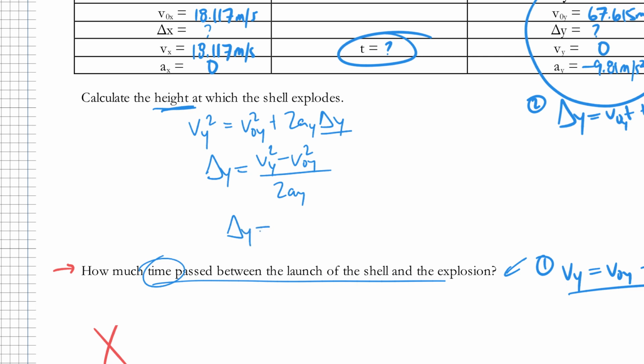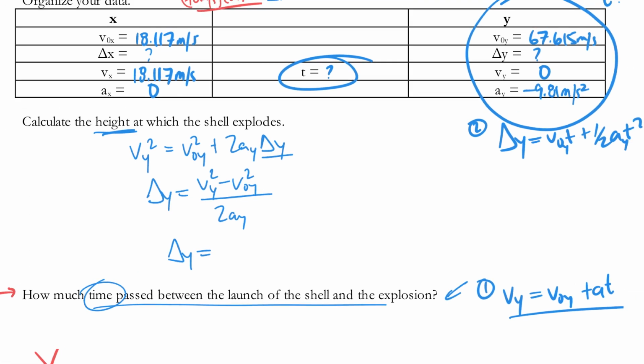So delta y equals, well, the final velocity at the top is 0 squared minus the initial velocity, 67.615 meters per second squared, divided by 2. Don't forget that negative sign right there. If you end up getting a delta y that's negative, most of you will just ignore the negative and move on. I would use it as a sign that there might be something wrong. So just be aware of that.